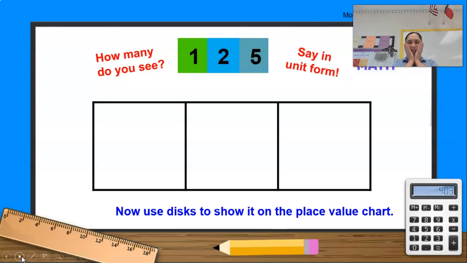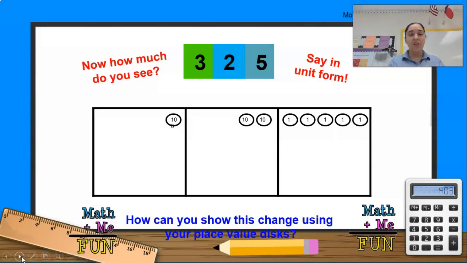So, look at this. How many do you see? Let's see. We have the number 125, right? And today, boys and girls, we're going to add hundreds, tens, and ones. So, look at this. Think, how many ones do I have? How many hundreds? How many tens? So we're going to show this in the place value chart. So I have 5 ones, 2 tens, and 3 hundreds.